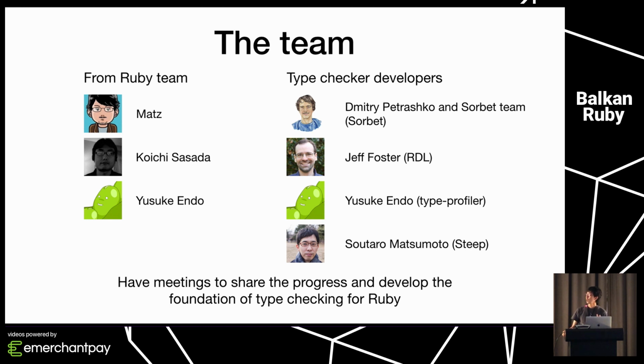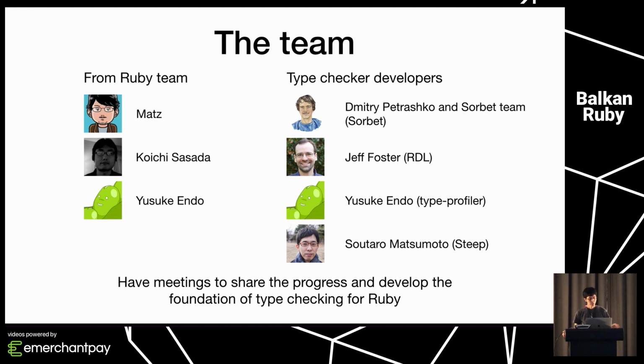And some of the type checker developers around the world are joining the team. So we have some people from Stripe, including Dmitry, and some people working on Sorbet. Sorbet is the type checker and one of the most practical ones in the world for Ruby now. Professor Jeff Foster is a researcher in university, and he develops RDL, another type checker for Ruby, and it is his research project. Yusuke Endoh is a Ruby committer, and he also develops his own type checking tool called TypeProf. And I also developed a type checker.